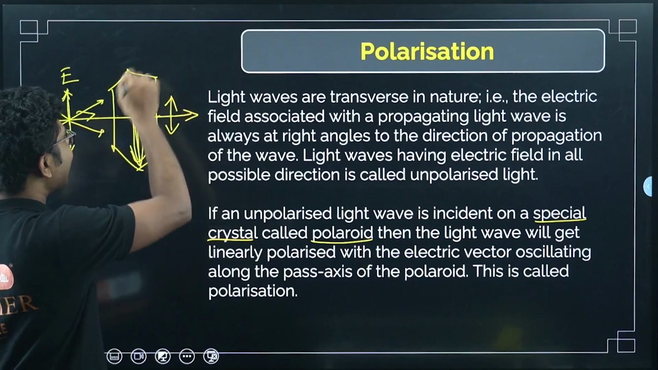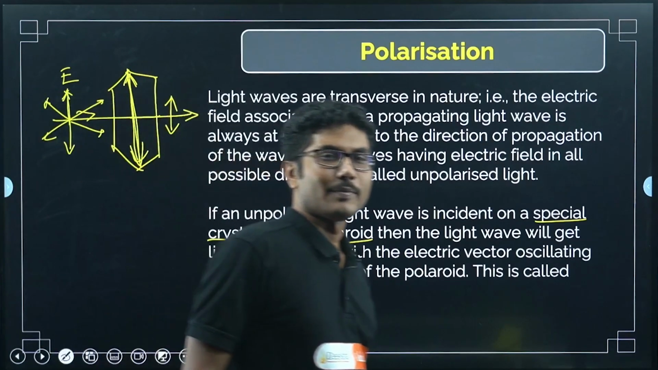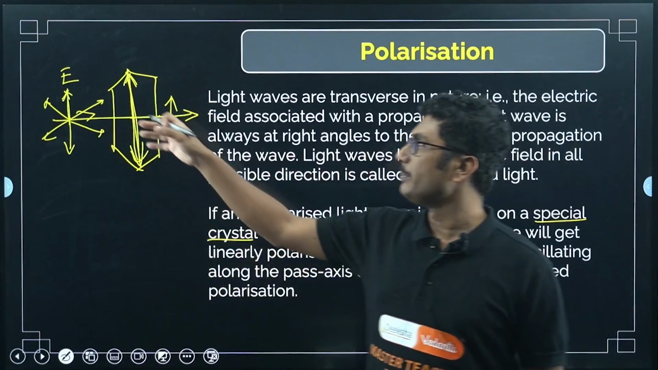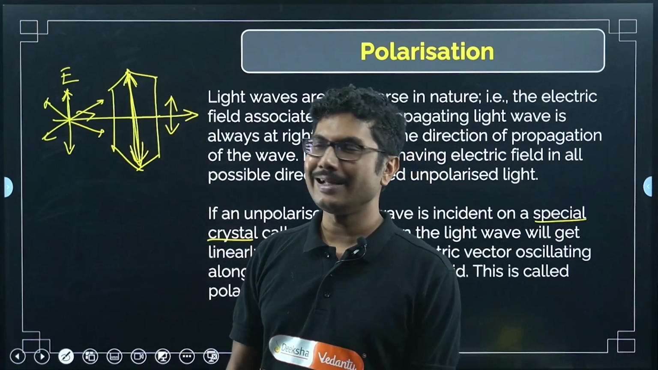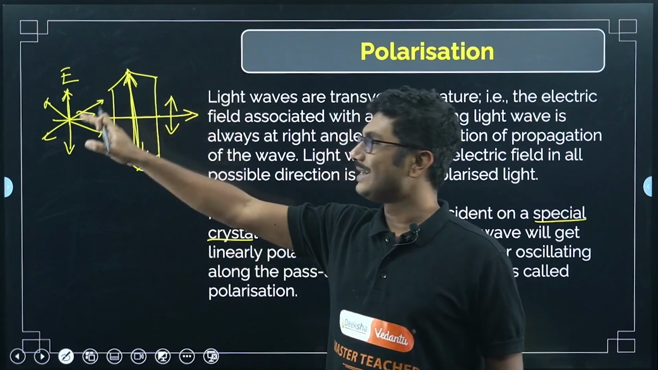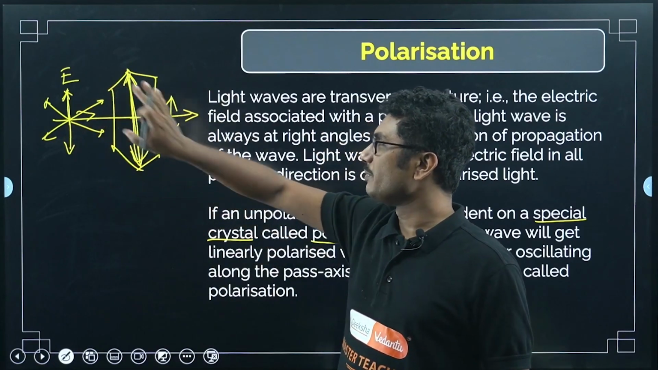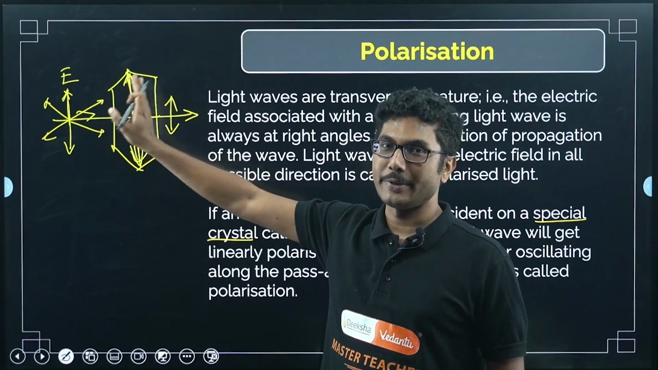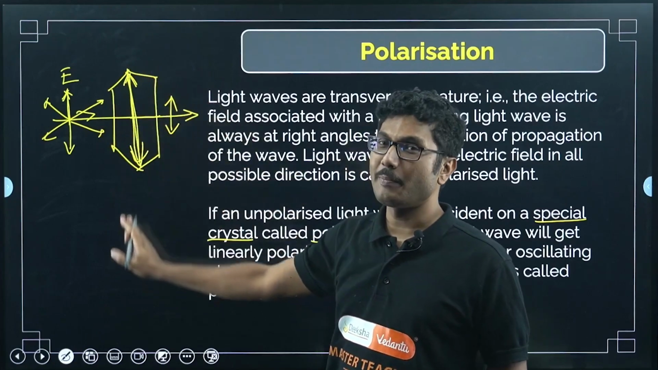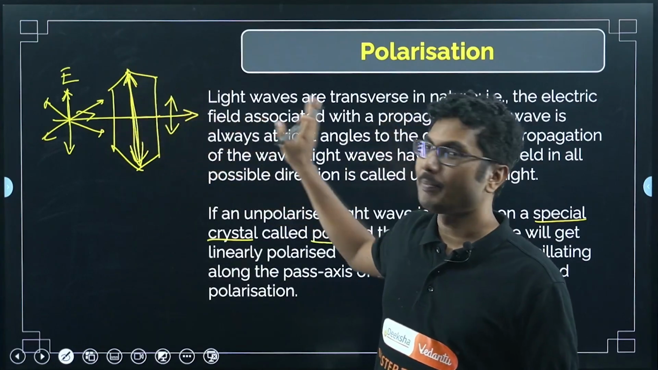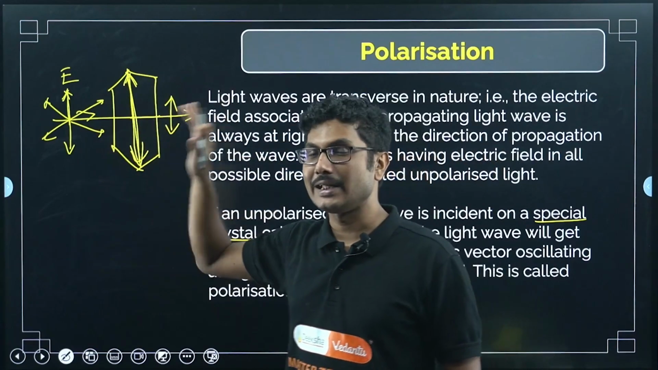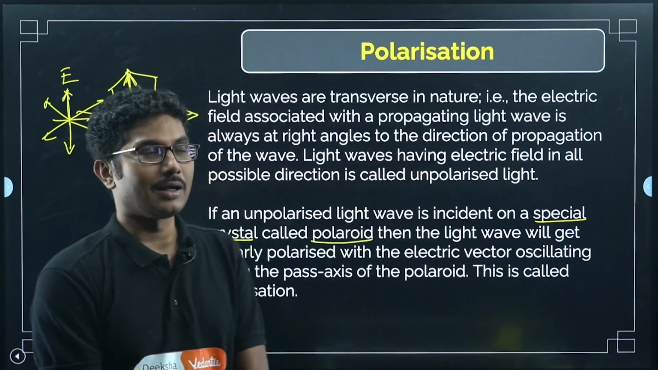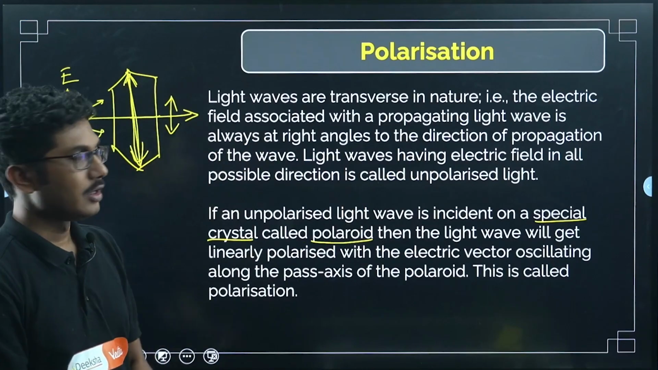Any other light rays vibrating in any other direction will be absorbed by this crystal. The crystal will absorb everything that is not vibrating in this direction, and only the light ray vibrating along this path, called the pass axis, will pass. Only the electric field vibrating along this direction will pass; every other electric field will be absorbed, okay.